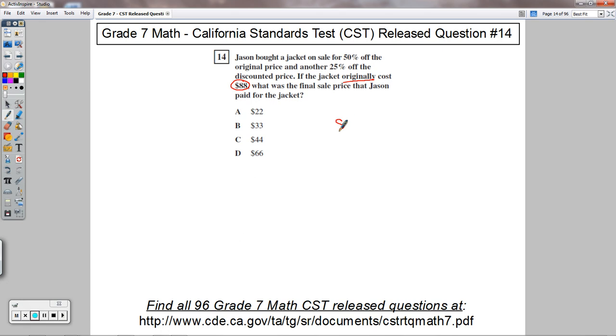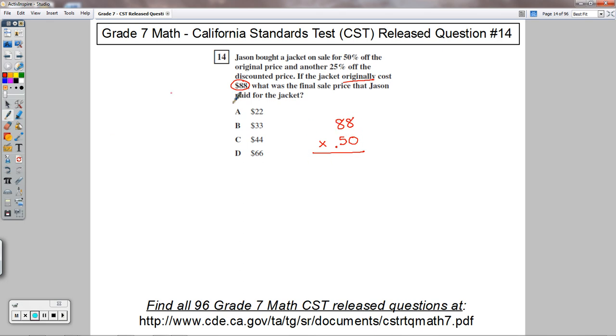So I need to take 88, and if I'm taking 50% off, that's the same as taking that times 0.50. So the amount off and the amount it costs in this case, being 50%, is going to be the same. So I'm going to have 88 times 0.50. I feel like you could do this, but it's really a lot of extra work. Just think, what's half of 88? That's what we can think of here.